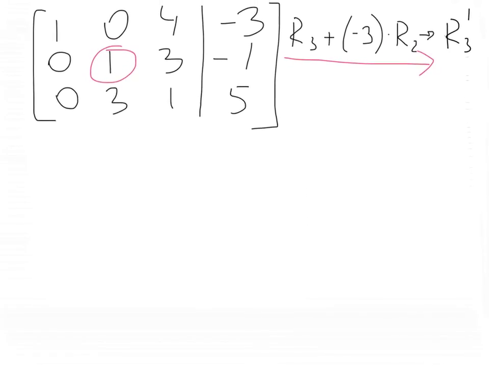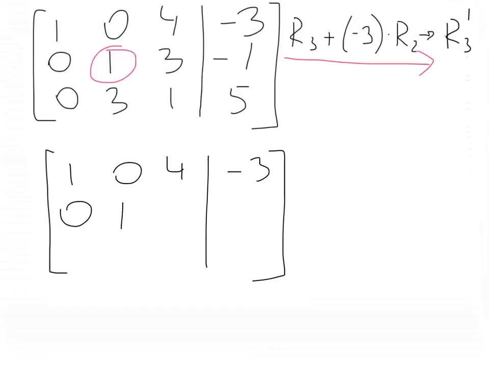So again, all you're doing is giving yourself the instructions and following those instructions. Let's follow these instructions. Okay, what's our new row 1? Row 1 stays the same. All you're doing is modifying row 3. So row 1 and 2 stay the same: 1, 0, 4, -3, 0, 1, 3, -1.